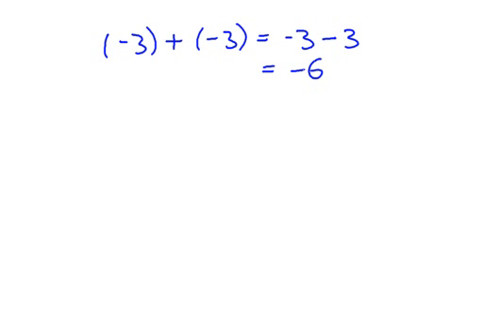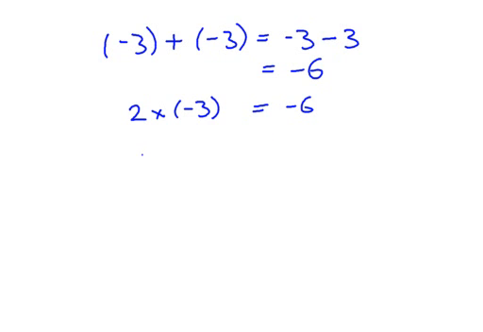And another way of writing the left-hand side of this equation is to say that 2 lots of minus 3 is minus 6. And on the left we now have an example of the rule that a positive number multiplied by a negative number gives a negative number.